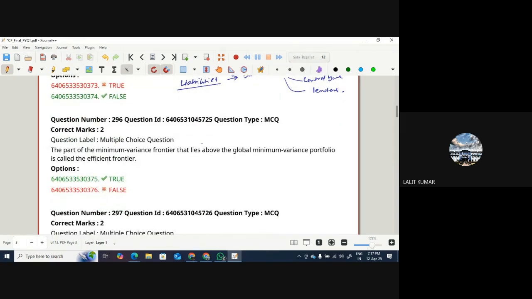Next question: the part of the minimum variance frontier that lies above the global minimum variance portfolio is called the efficient frontier. This statement is true. You just have to remember this graph. The minimum variance frontier is something like this. This is the place of the global minimum variance. The efficient frontier is always above this. So this is the place where it is efficient. It will never be below this. That's why this statement is true.